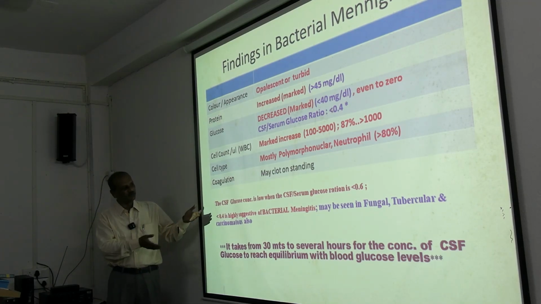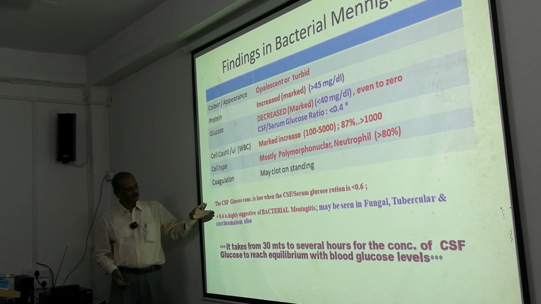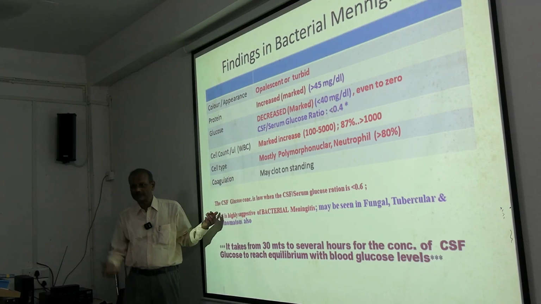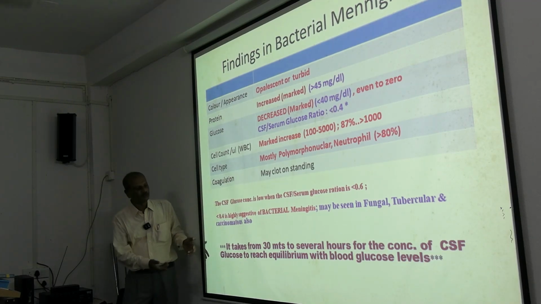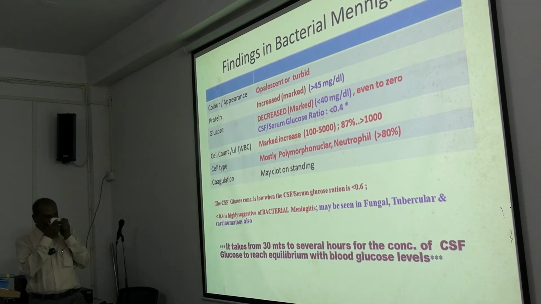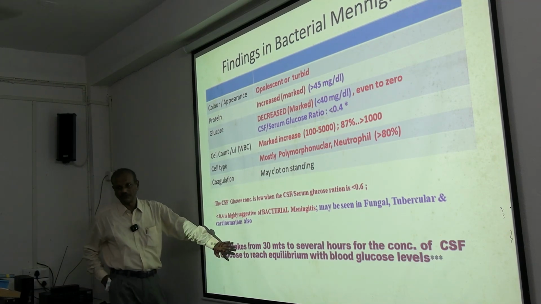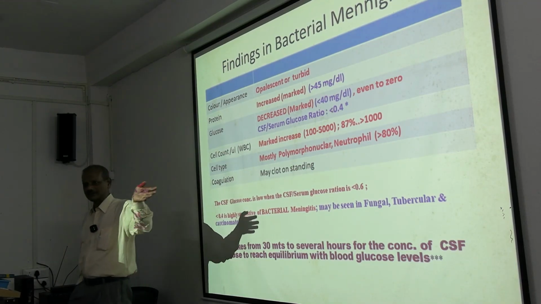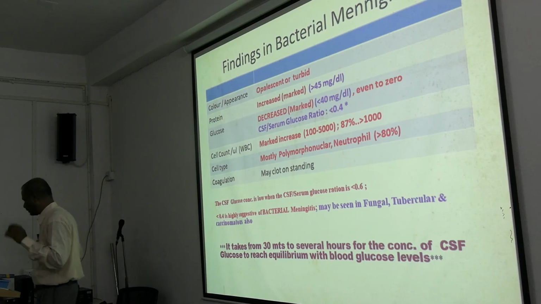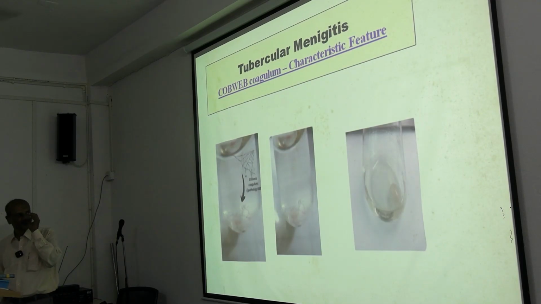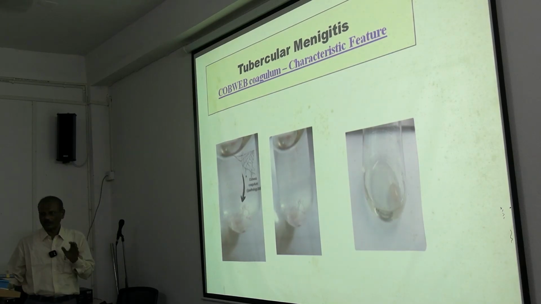Again, these preliminary slides were required for studying and explaining to you in detail. A value less than 0.5 is highly suggestive, and as you can see, it can decrease further, even to 0. So, it may be seen in fungal and tubercular meningitis. As I told you, you have to remember the equilibration time. If the blood glucose level is high, the CSF glucose level will also be high, and there will be error in interpretation. Tubercular meningitis: tuberculosis is a long continued process.